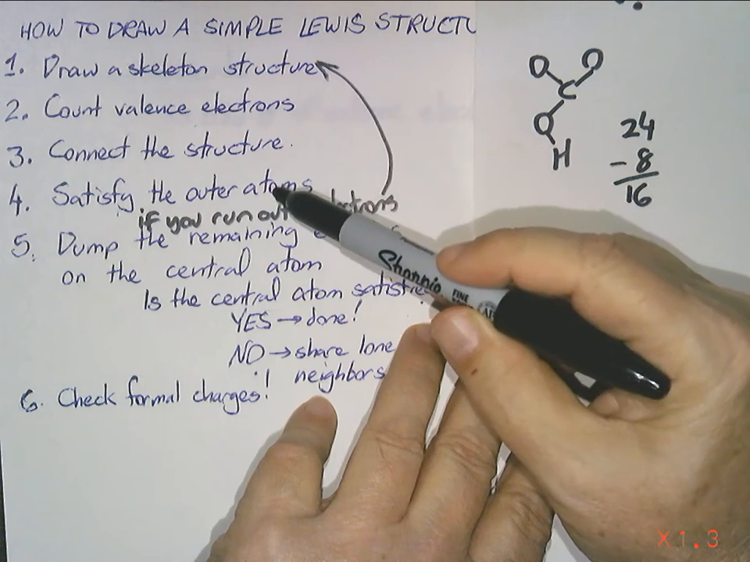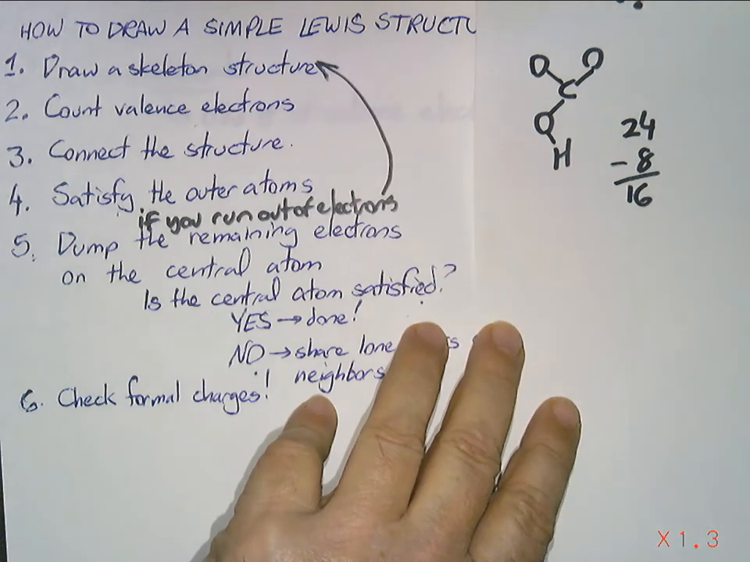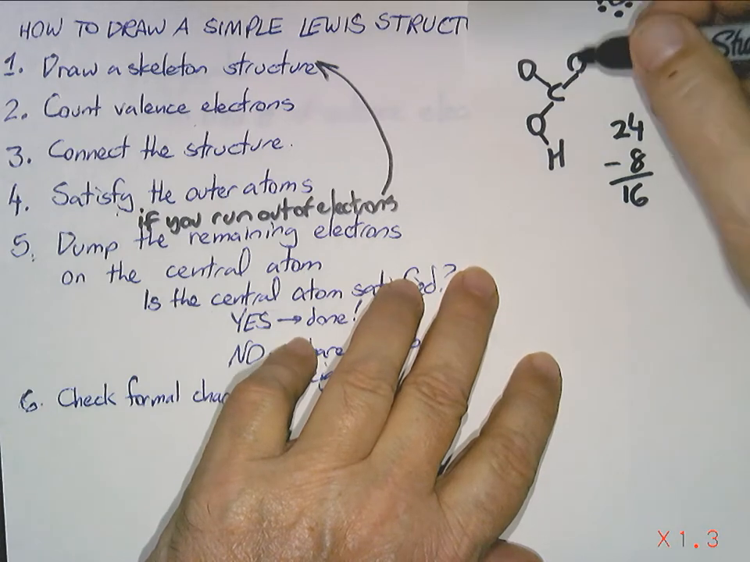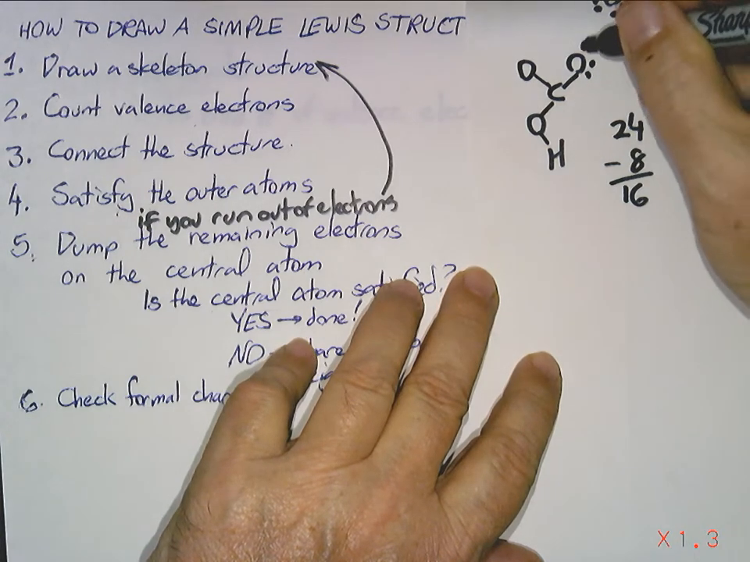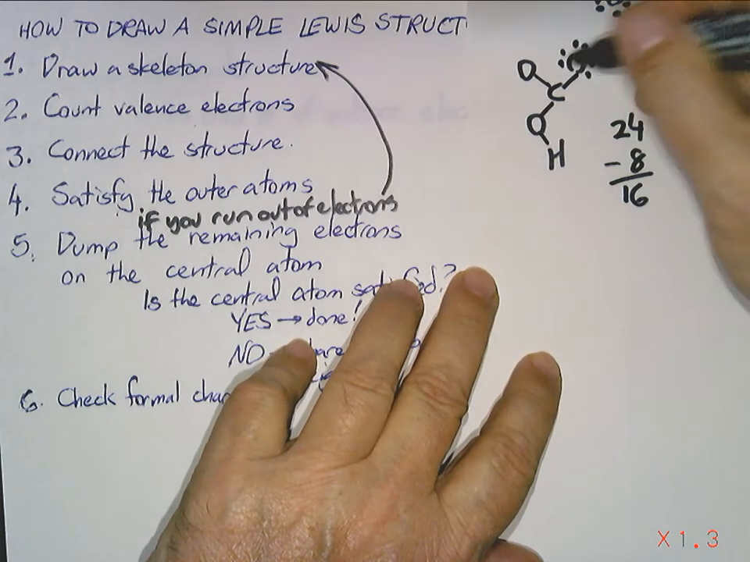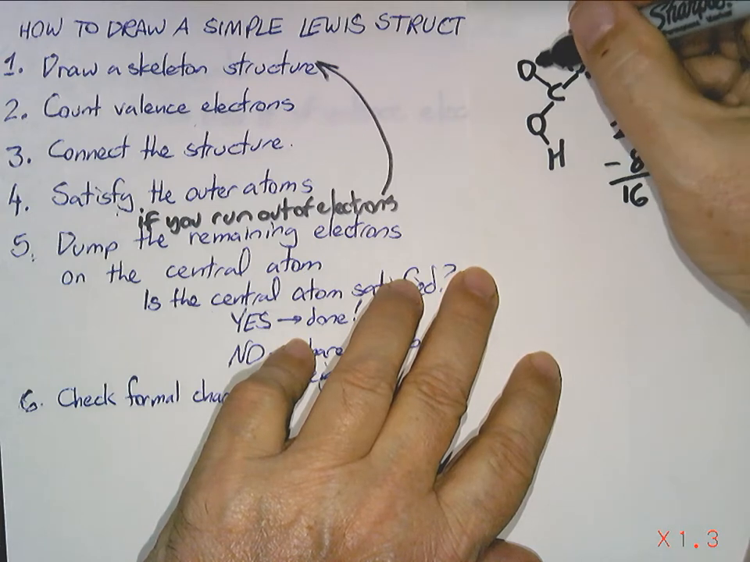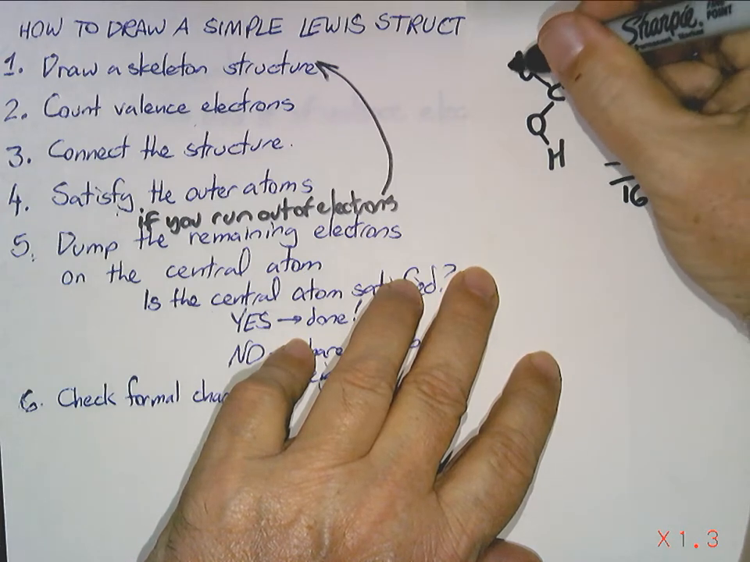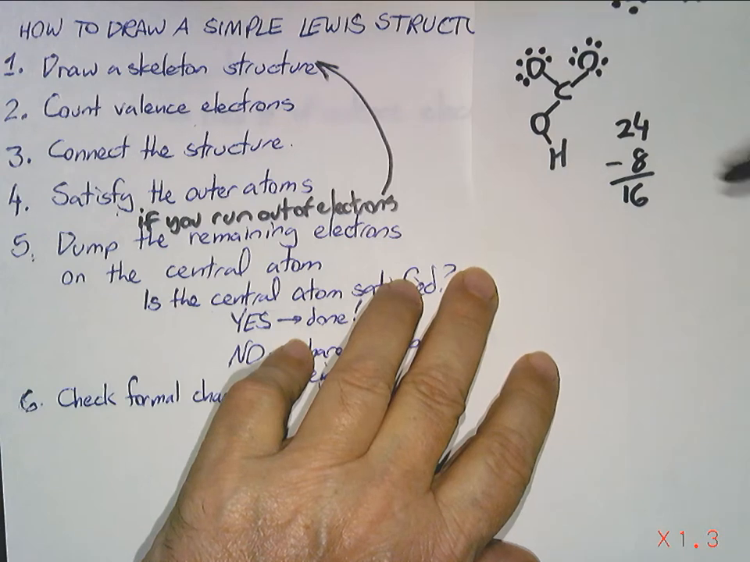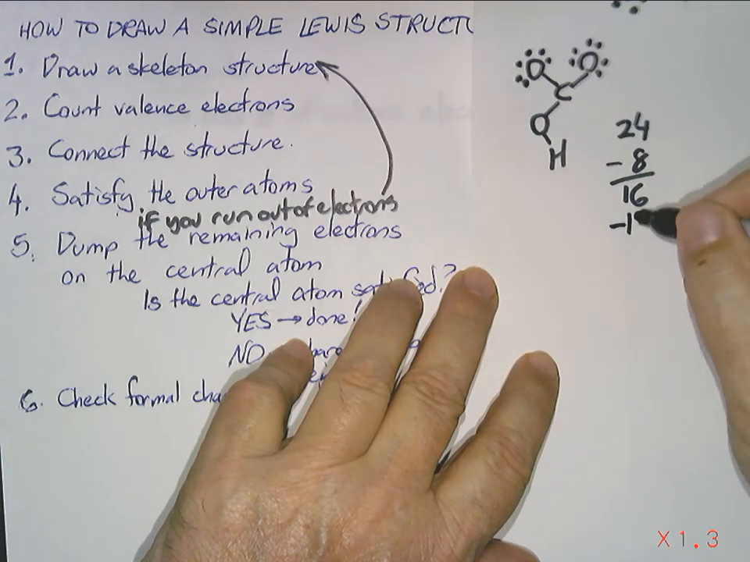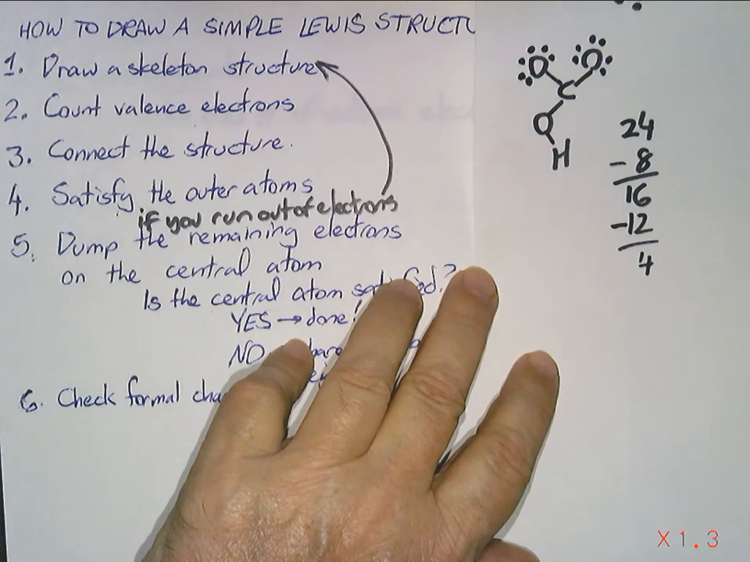Let's see if we run out of electrons now. We try to satisfy the outside atoms. So we've got 16 to play. 1, 2, 3, 4, 5, 6. That one's satisfied now. It's got 8 around it. 7, 8, 9, 10, 11, 12. That one's satisfied. It's got 8 around it. So far I've taken away 12 and I got 4 left.